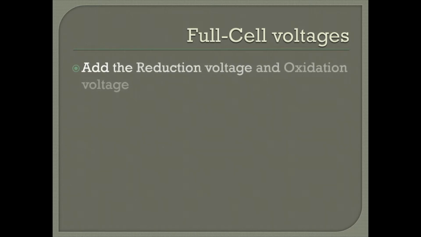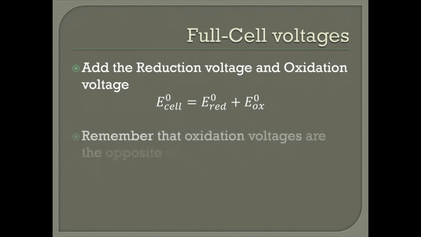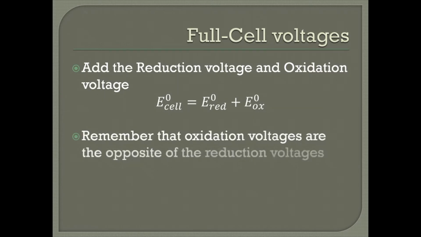So if we take the reduction voltage and add it to the oxidation voltage, that'll give us the full cell voltage of the two redox reactions together. Now, one thing to note here is that for the oxidation reaction, you have to remember that oxidation voltages are the opposite sign of the reduction voltages. So before you can put the oxidation voltage into this equation, make sure you switch the sign.